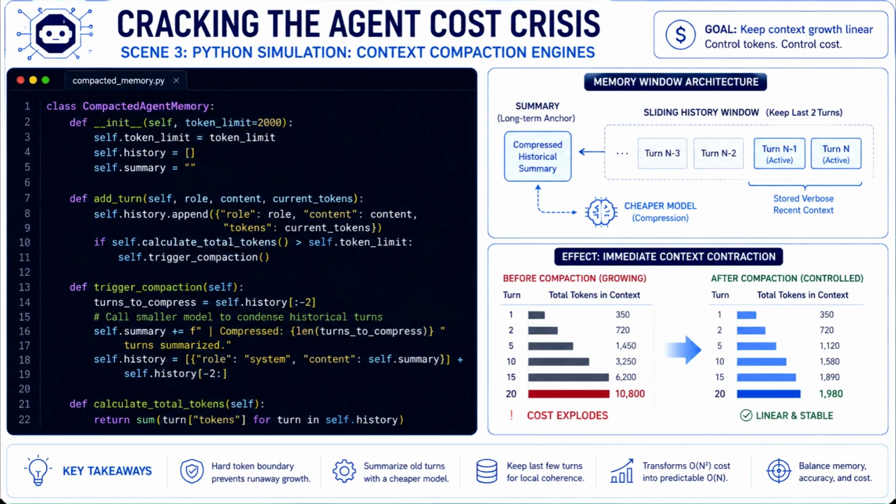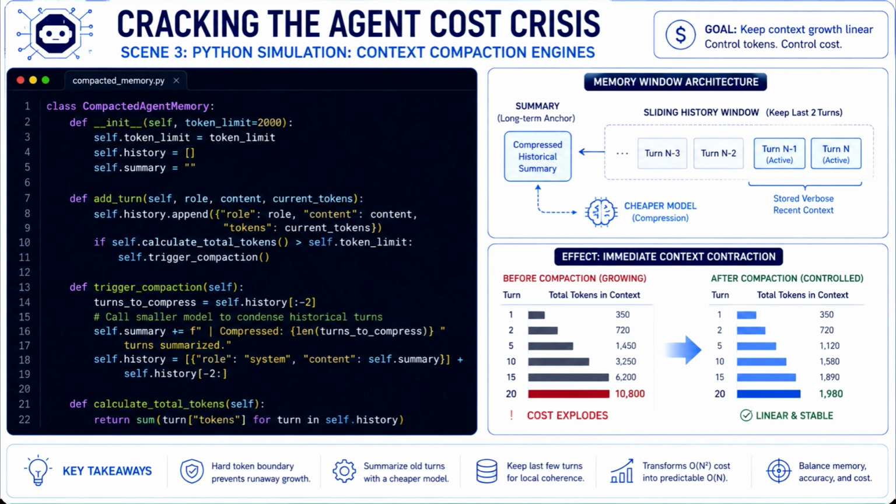Examine the Python architecture displayed on your screen, which simulates a production context compaction engine. The compacted agent memory class establishes a hard token boundary. When new events enter the storage array via the add_turn method, the total token allocation is verified. If the payload crosses the threshold, the system runs our trigger_compaction routine.